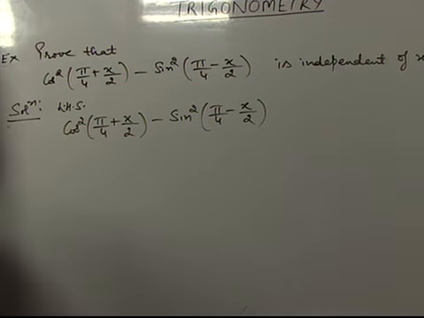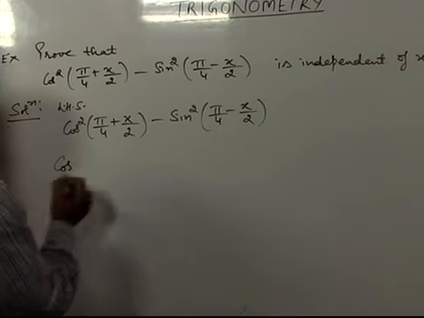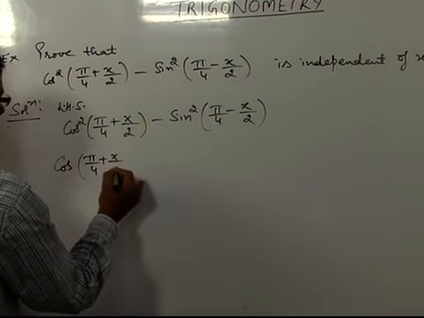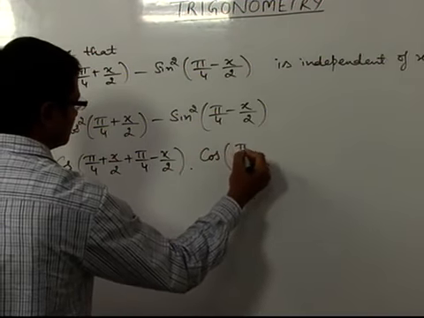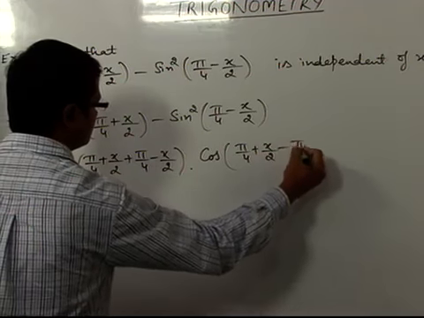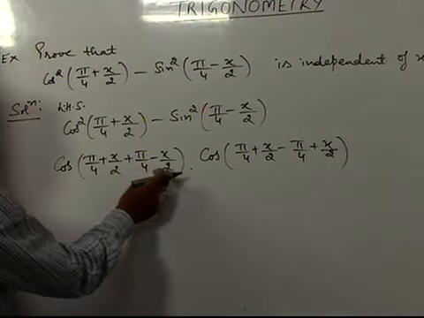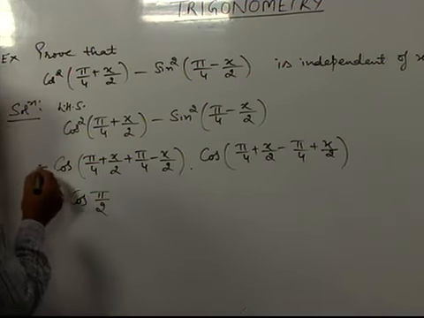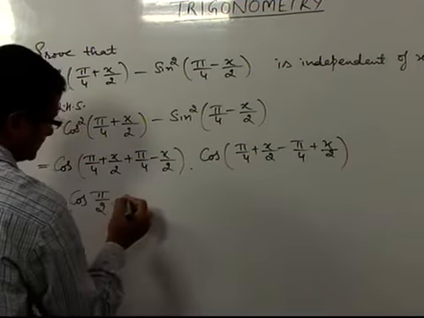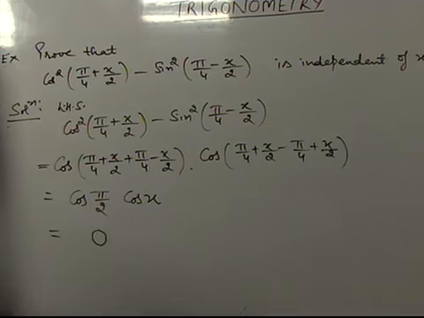Here we can apply the second product formula. Cos square a minus sin square b is cos a plus b into cos a minus b. So it is cos of pi by 4 plus x by 2 plus pi by 4 minus x by 2 into cos of pi by 4 plus x by 2 minus pi by 4 plus x by 2, and x by 2 cancel out. Pi by 4 plus pi by 4 is pi by 2. Here pi by 4 and pi by 4 cancel out, it will be cos x, and cos pi by 2 is 0. So it is independent of x, which we have to prove.